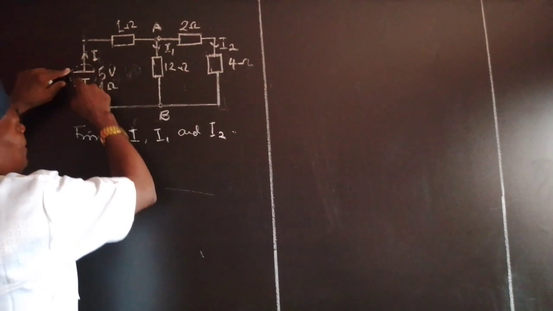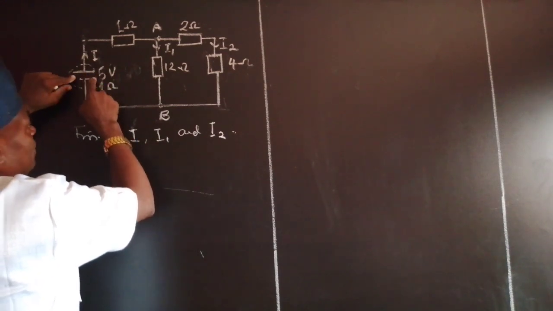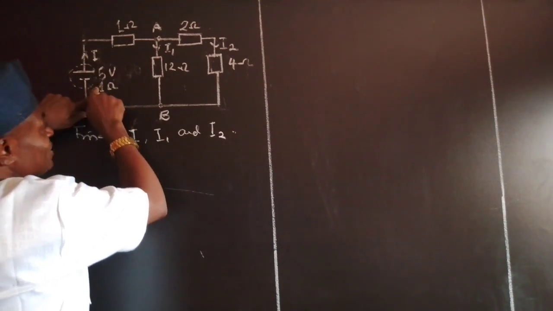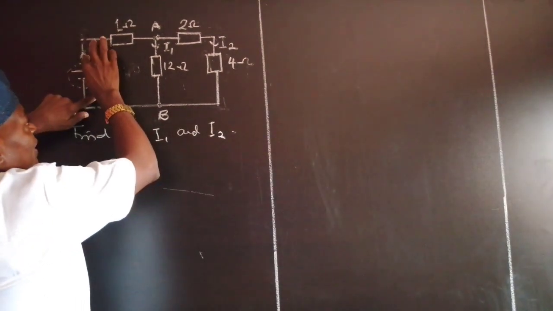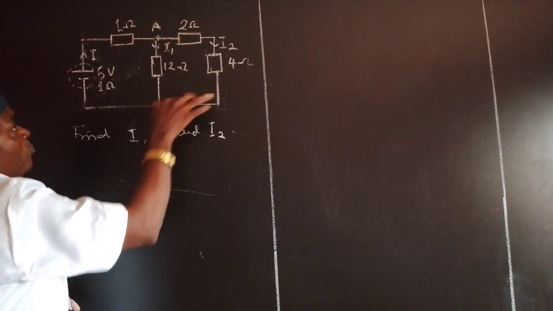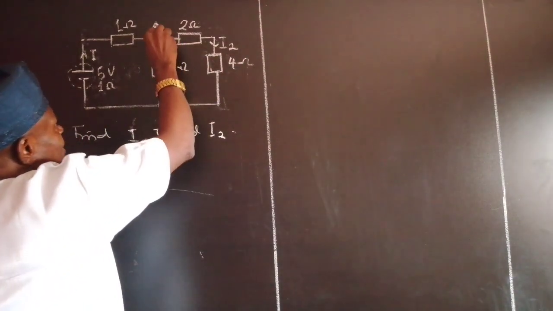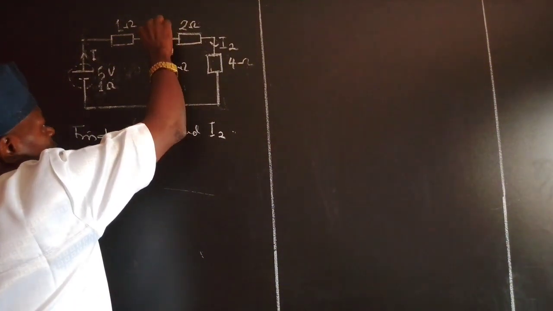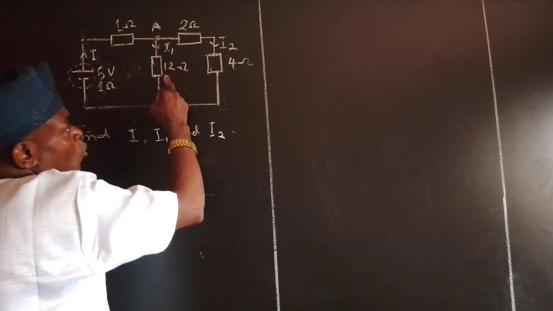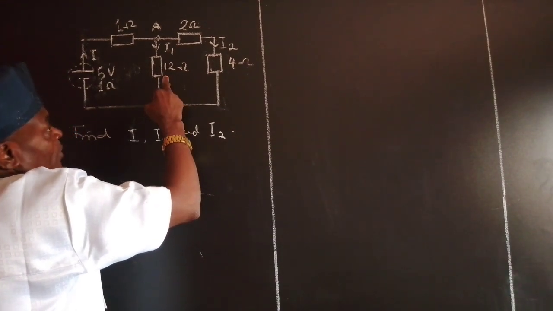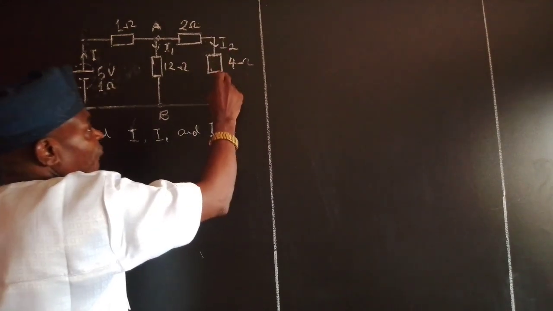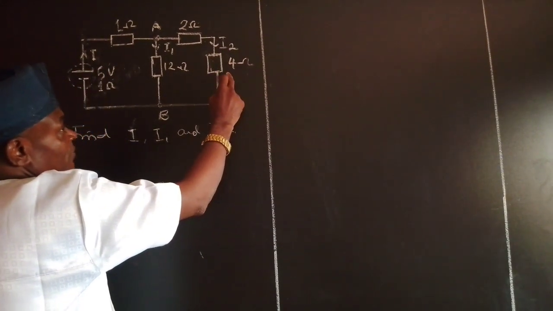This is the cell or battery of cells. It is 5 volts, and the internal resistance of the cell is 1 ohm. Then the current is leaving the cell and going into other parts of the circuit. At point A, which is a junction, we have current I1 passing through the 12 ohm resistor. Then the current I2 is passing through the 2 ohm resistor and the 4 ohm resistor respectively.